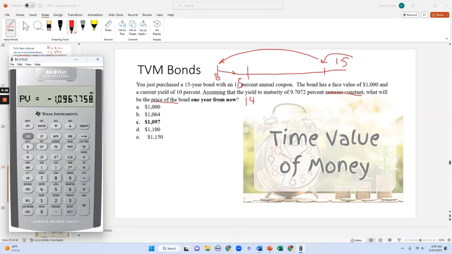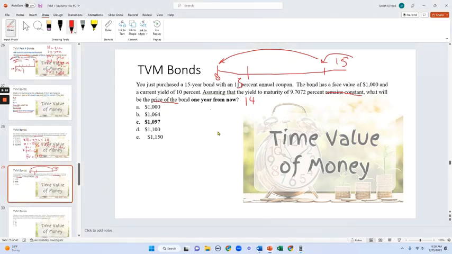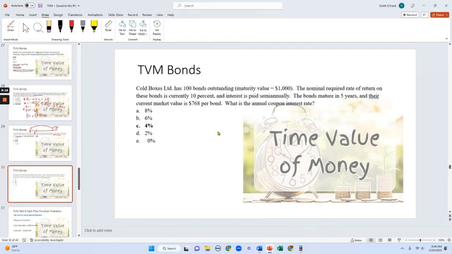So remember that bonds are ultimately marching towards their demise. And when you have a problem that says so many years in the future, the N has to get smaller. So, all right. And then here's another bond problem. I believe it's the last of them.